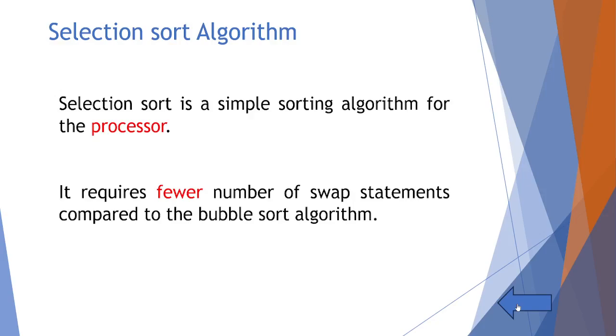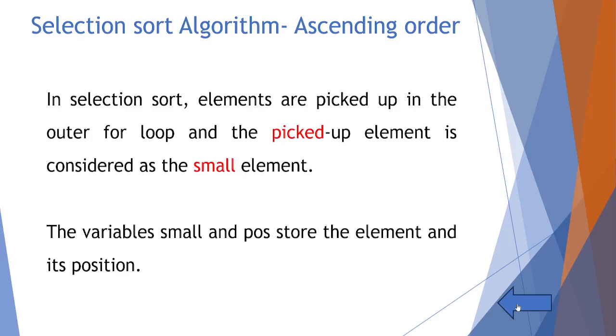Now, the selection sort algorithm. It's a simple algorithm for the processor because it requires fewer swap statements compared to the bubble sort algorithm. Now let's see the algorithm in ascending order.